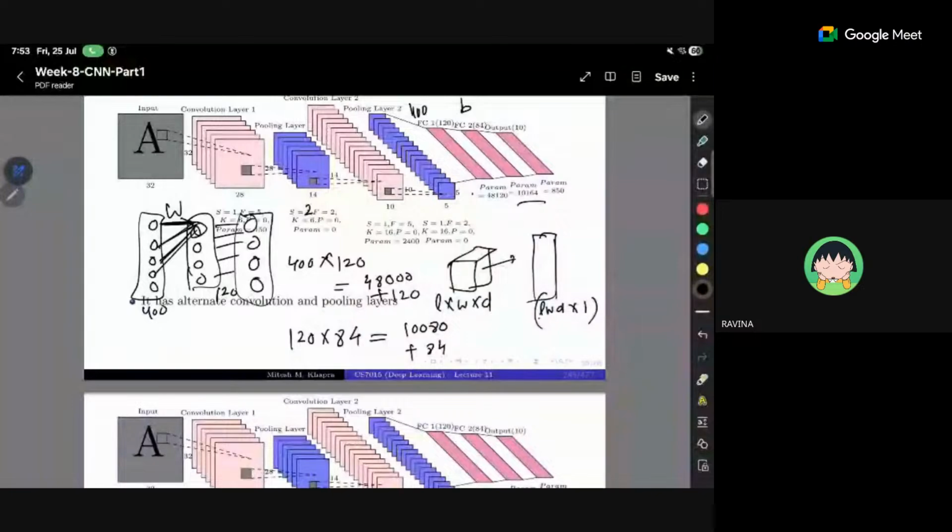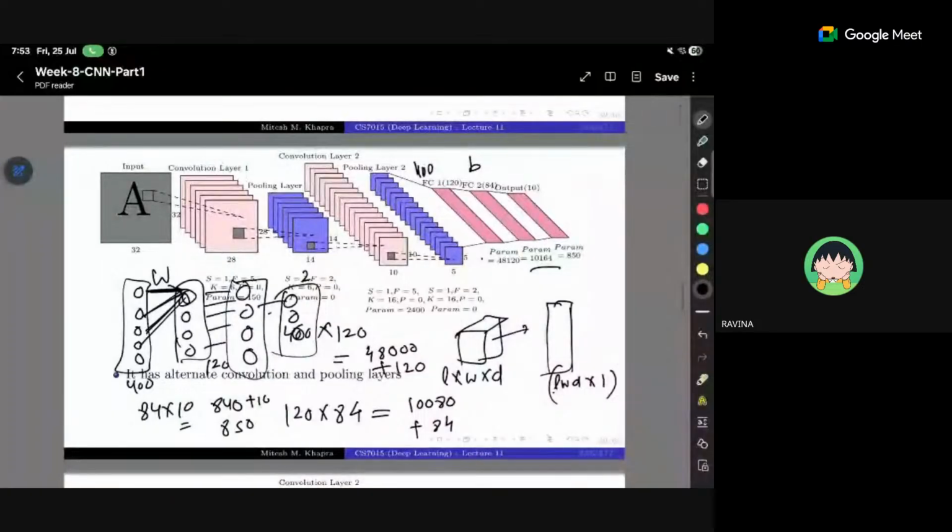Then the last layer is 10 outputs, right? So you'll have another layer which has 10 neurons in it. Of course you'll get 84 into 10. So that is 840, and 10 more, so 850 due to that. So that's how you'll get all the parameters. Okay, fine.